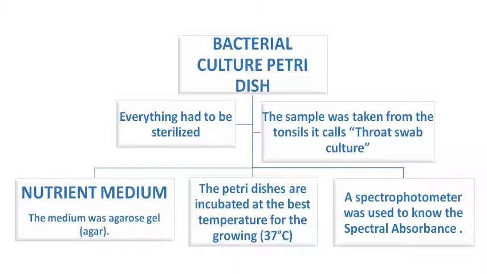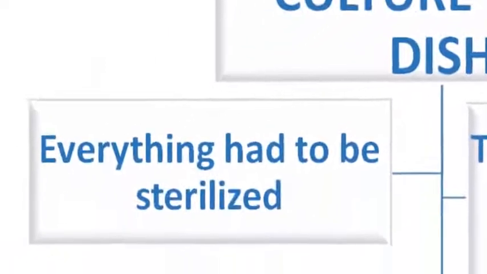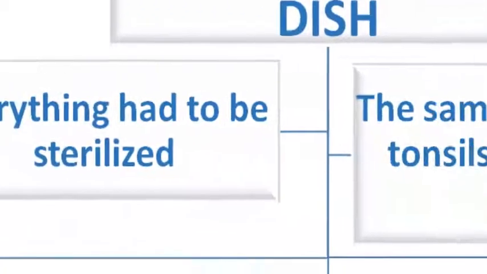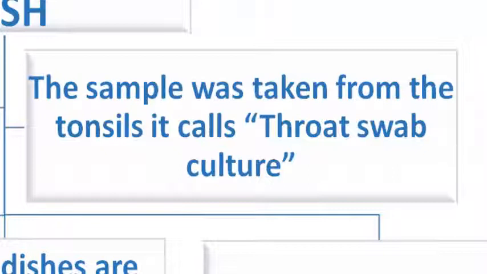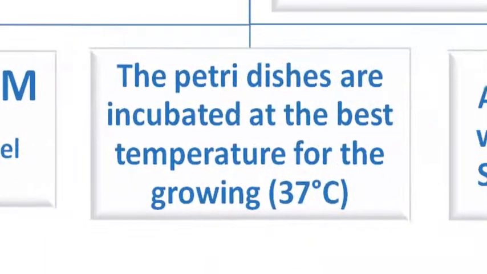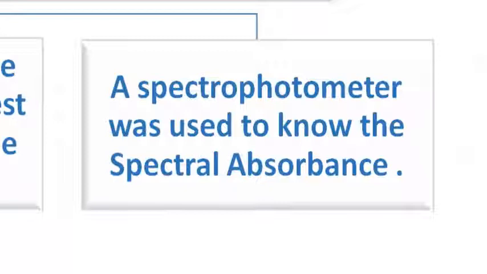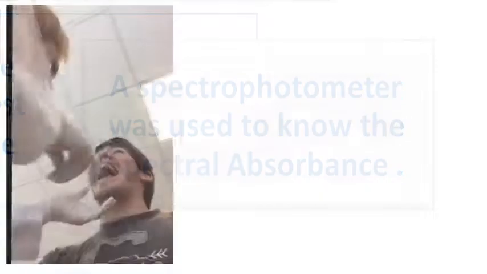Our schematic representation of the bacterial culture petri dish is that everything had to be sterilized. Then the sample was taken from the tonsils, called a throat swab culture. Then we need a nutrient medium, which was an agarose gel. Then the petri dishes were incubated at the best temperature for growing. And finally, we use a spectrometer to measure the spectral absorbance. And this is the procedure.